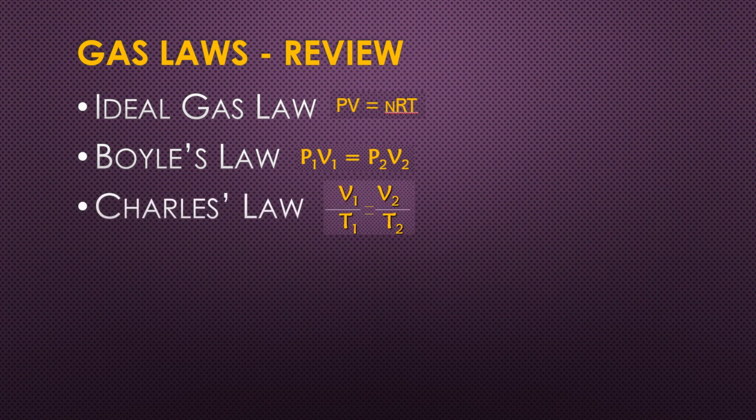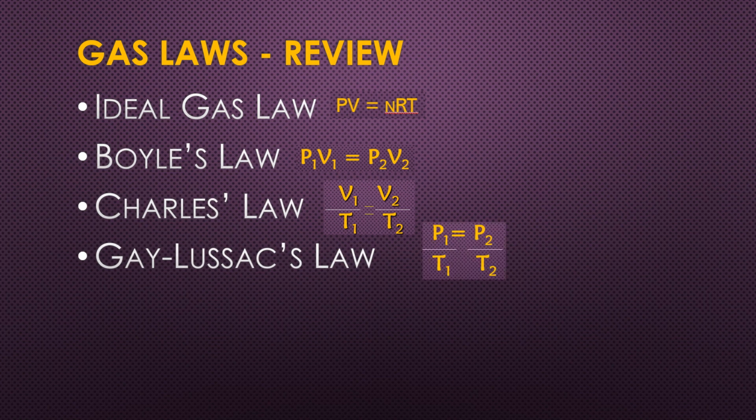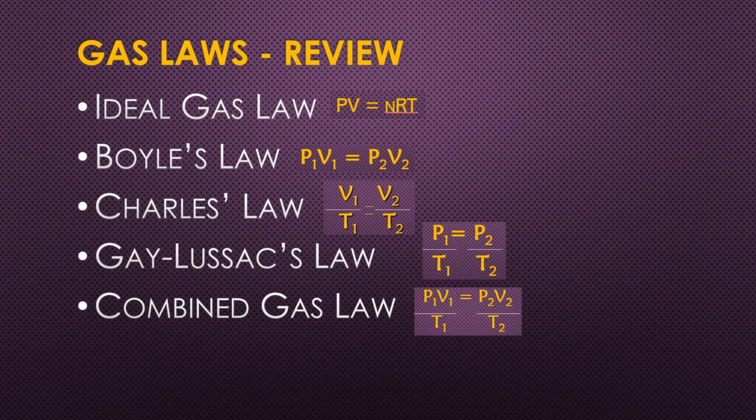Then we had Charles' law, which said that volume and temperature are directly related. So the equation was V1 over T1 equals V2 over T2. Then we had the Gay-Lussac law, which said that the pressure and temperature are directly related as well. So the equation is P1 over T1 equals P2 over T2. Then we had the combined gas law, which basically just combined the Boyle's, Charles', and Gay-Lussac's laws. And it gave us the equation P1V1 over T1 equals P2V2 over T2. And just a quick reminder that the equation for the combined gas law is also given in your reference table packet in Table T, which is the last page in your packet.